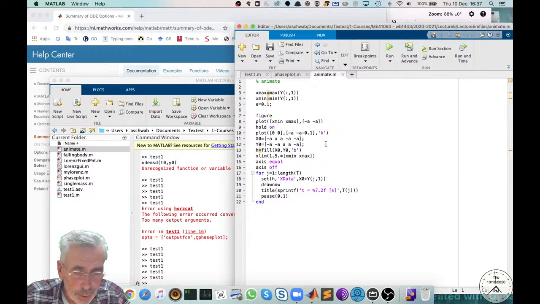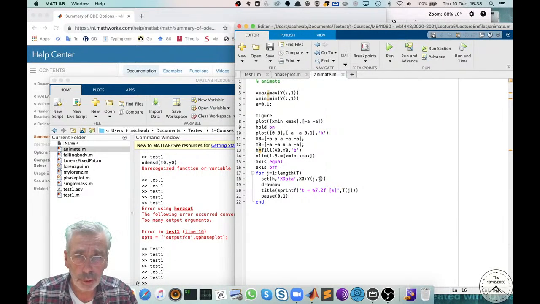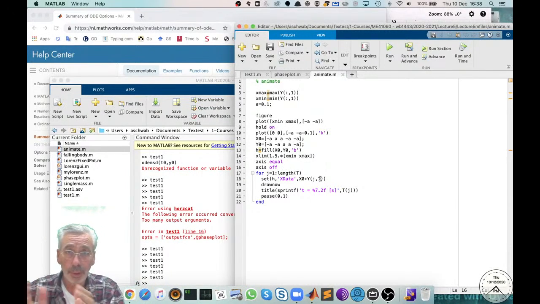So this is really the X and Y coordinates of drawing a block. Then there's an item called a filled area. So H is the handle to a filled area, and I make it blue. Then I set the X data, that is the horizontal data of this blue block, to the initial data plus what we calculate from our simulation, and by that I just move the block back and forth, right?